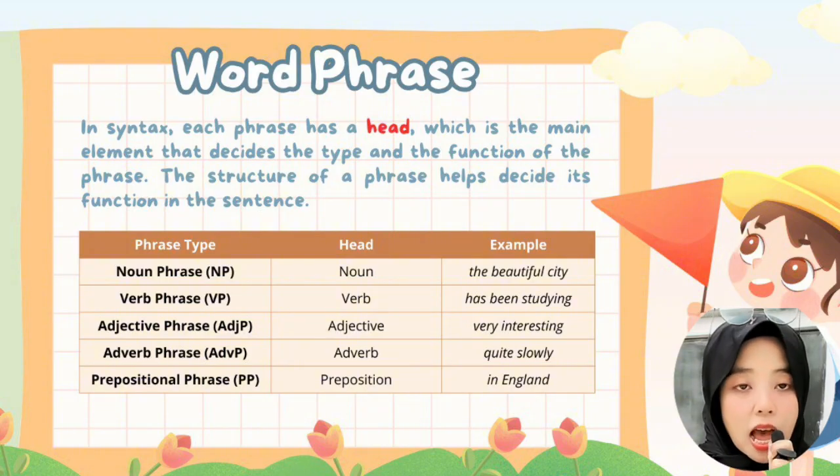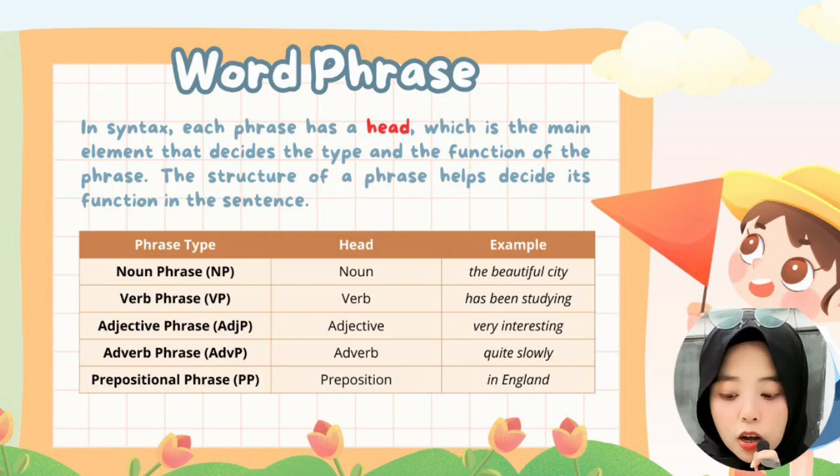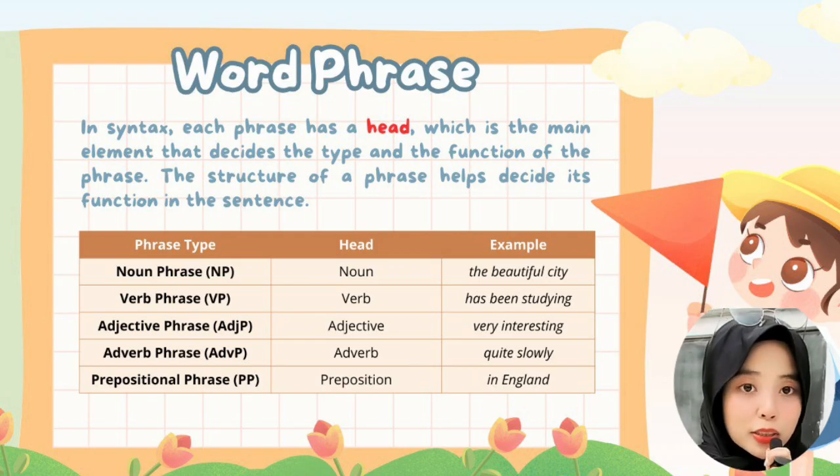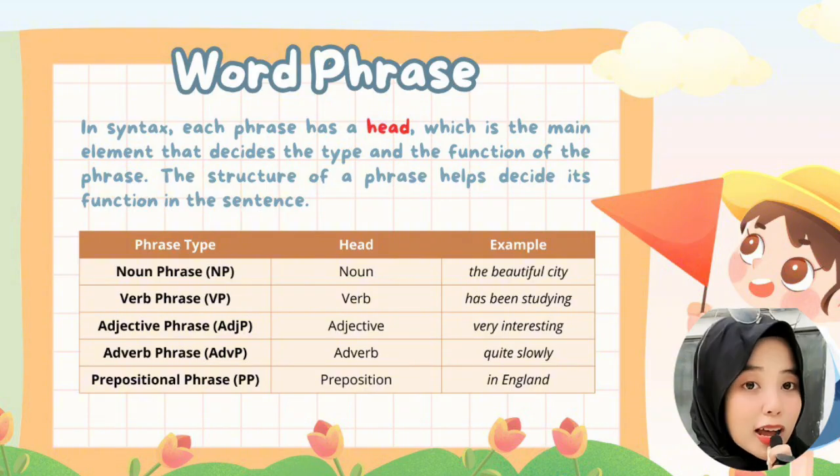The third list is adjective phrase. It consists of AdjP. So, of course, the head of adjective phrase is adjective. For example, very interesting. The fourth list is adverb phrase. It consists of AdvP. So, of course, the head of adverb phrase is adverb.